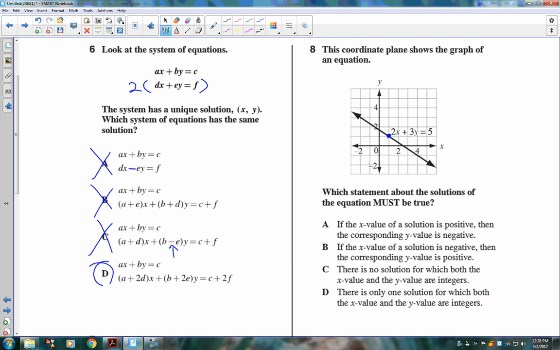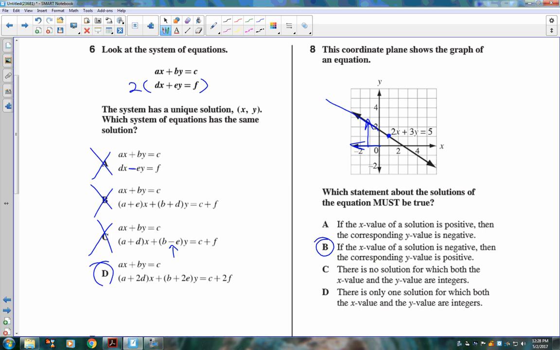The second one, if the x value of a solution is negative, then the corresponding y value is positive. Okay, my x's are negative this way, and my y's are positive this way. That's true. So if it's on that line, the x's are negative and the y's are positive. Let's go through the rest of them and just double check it.